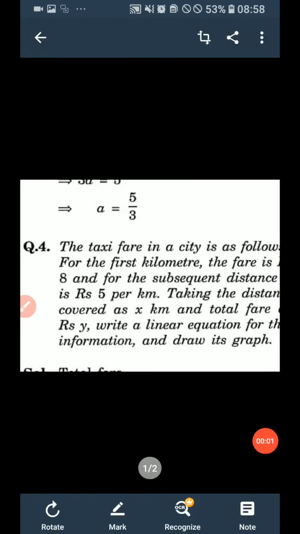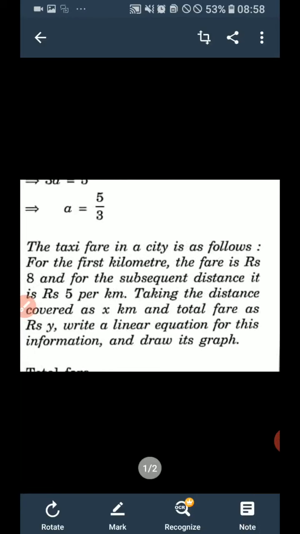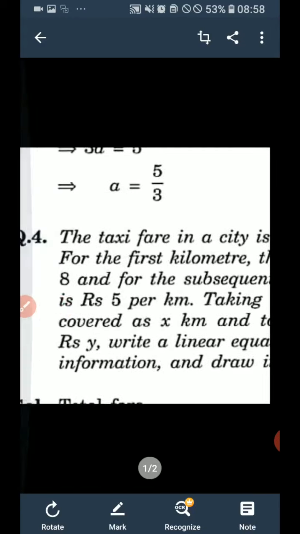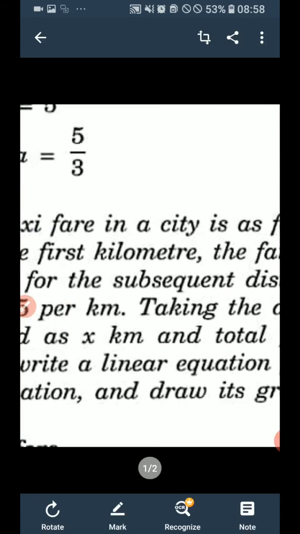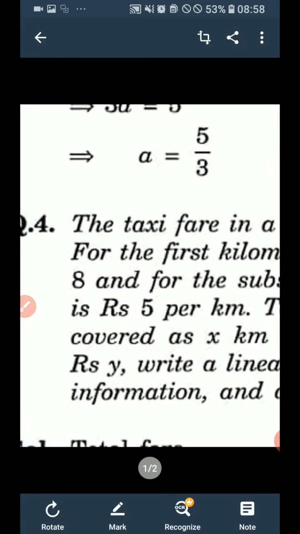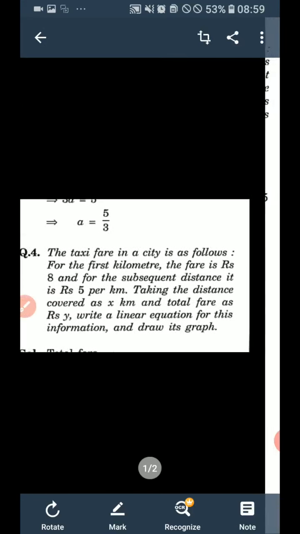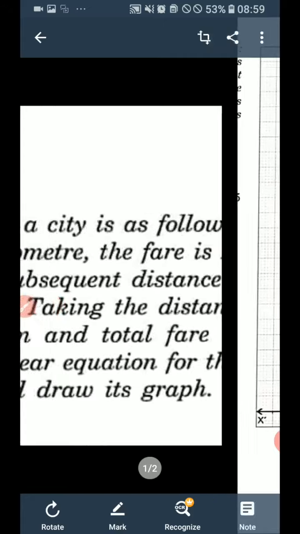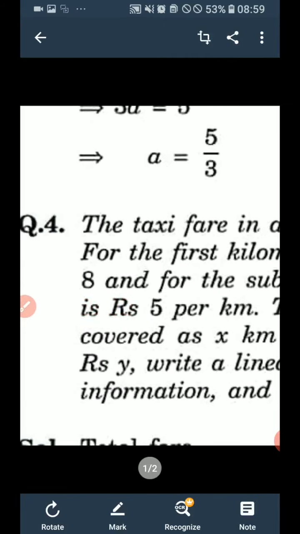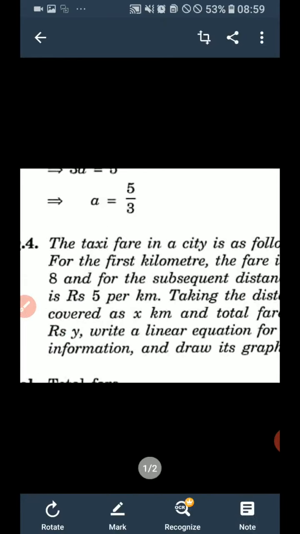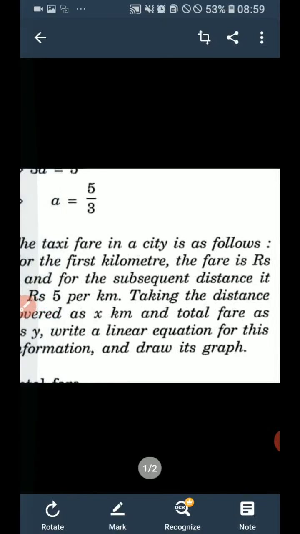Question number 4. The taxi fare in a city is as follows. For the first kilometer, the fare is rupees 8, and for the subsequent distance, it is rupees 5 per kilometer. Taking the distance covered as x kilometers and the total fare as y, write a linear equation for this information and draw its graph.